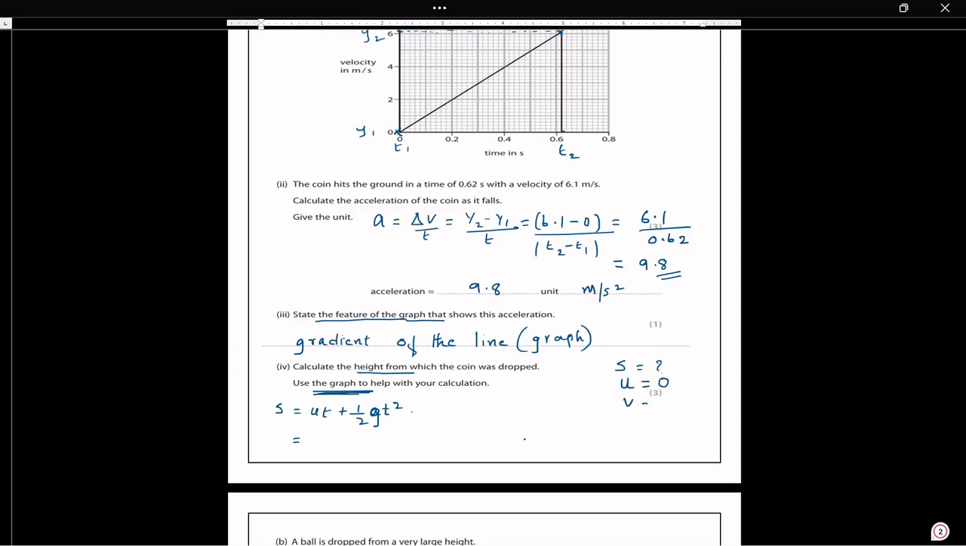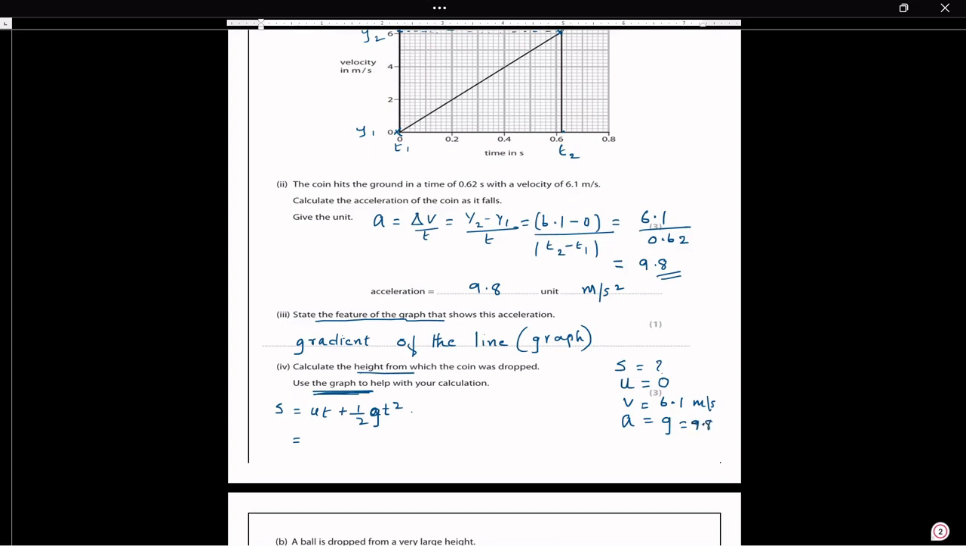From the graph, we can see that it is reaching a final velocity of 6.1 meters per second. Then, since it is a vertical motion, acceleration is g, and since it is falling down, it is positive g, which is 10. Here you can take it as 9.8 meters per second squared. Then time is also given.